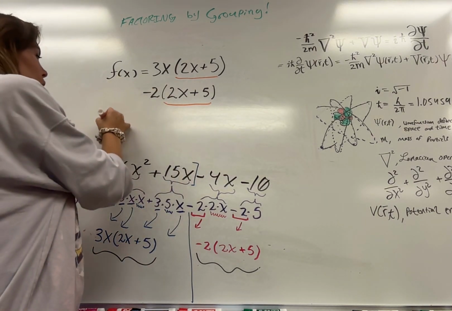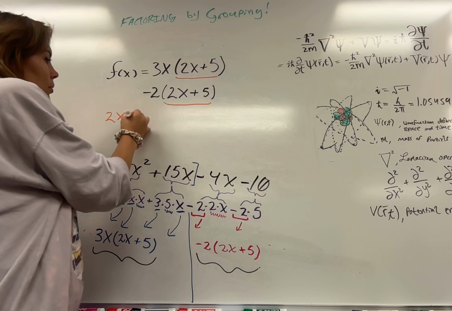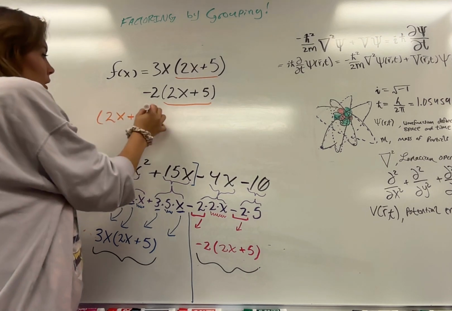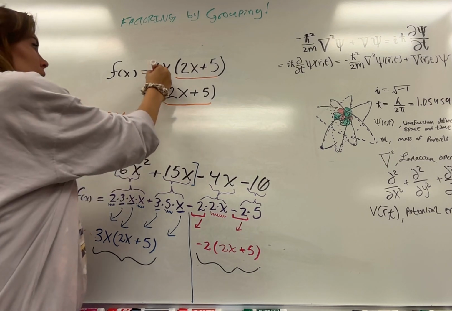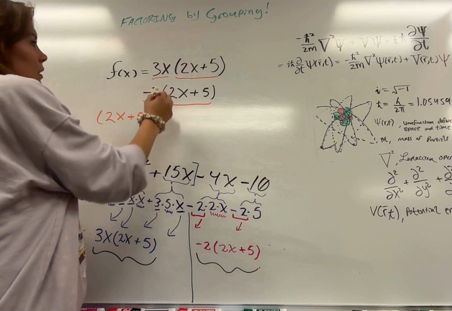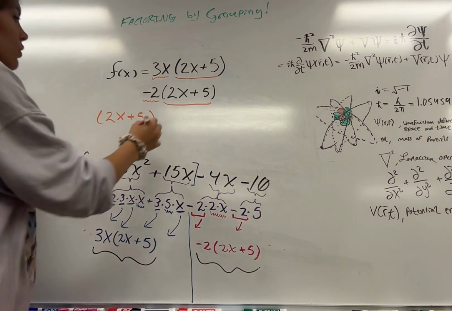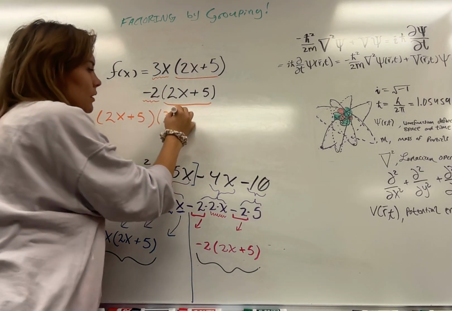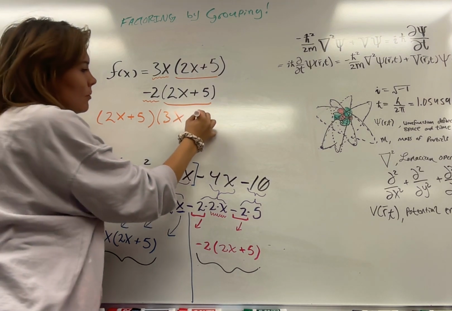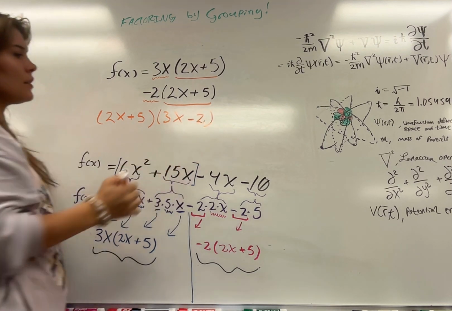So what we're going to do is pull it out to the front. So what we get is 2x plus 5. And what's left over is the 3x and the negative 2. And so really you're left with 3x minus 2 on the inside.